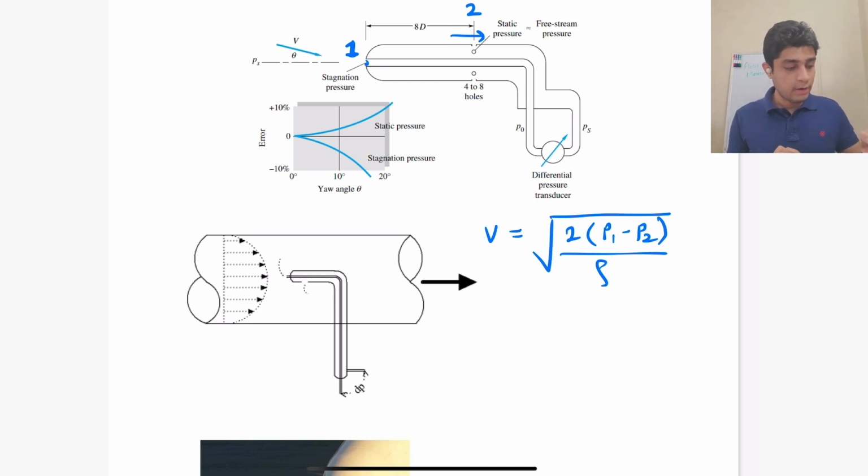Let's say you have a laminar flow in a pipe as shown here, and then you just insert the pitot tube at different locations and you can find out the local velocity there.